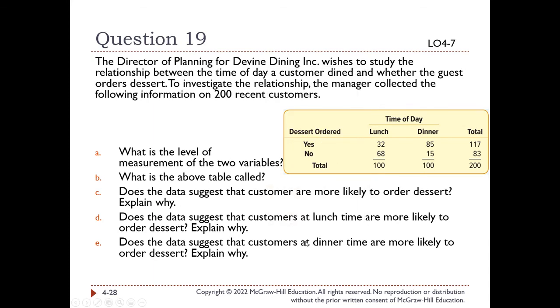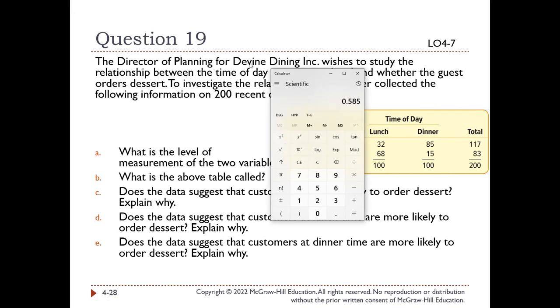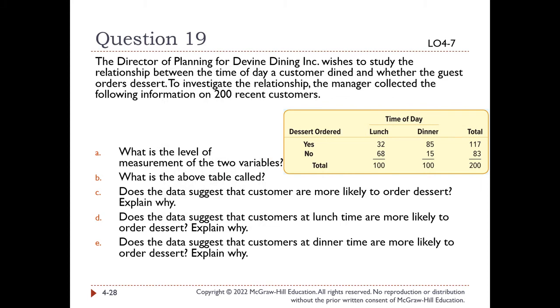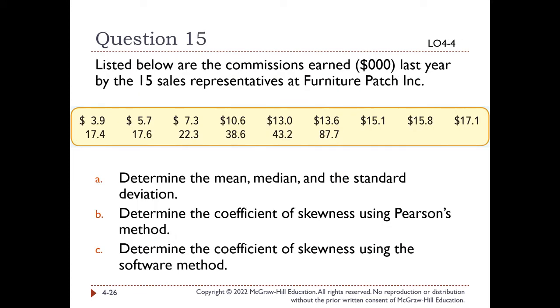Does the data suggest that customers at lunchtime are more likely to order dessert? No. Out of the 100, so 68 divided by 100 shows about 68% of customers didn't order dessert. About 32% have. Since it's 100, we really don't have to divide. Just showed you. Customers at dinner time are more likely to order dessert. Yes, about 85% of dinner customers have ordered dessert. Okay? Yay, so much easier to hit these last two than this one.